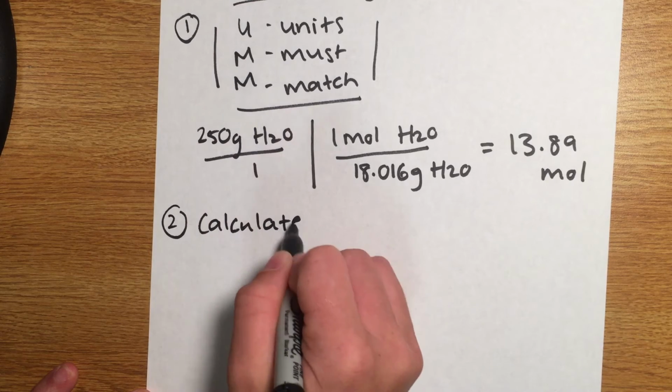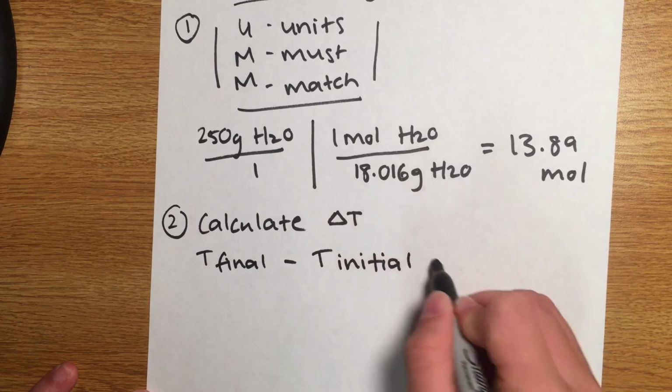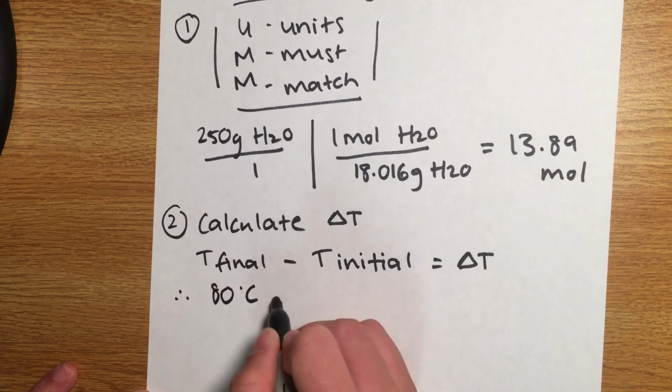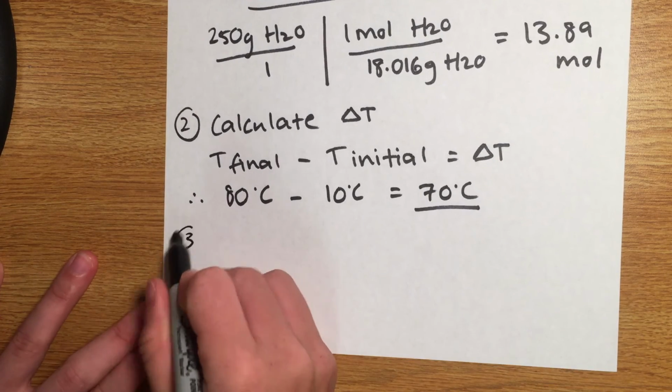Step 2. We must calculate delta T. To do this, take the final temperature of water, which in this case is 80 degrees Celsius, and subtract the initial temperature of water, which is 10 degrees Celsius. The change of temperature is then 70 degrees Celsius.